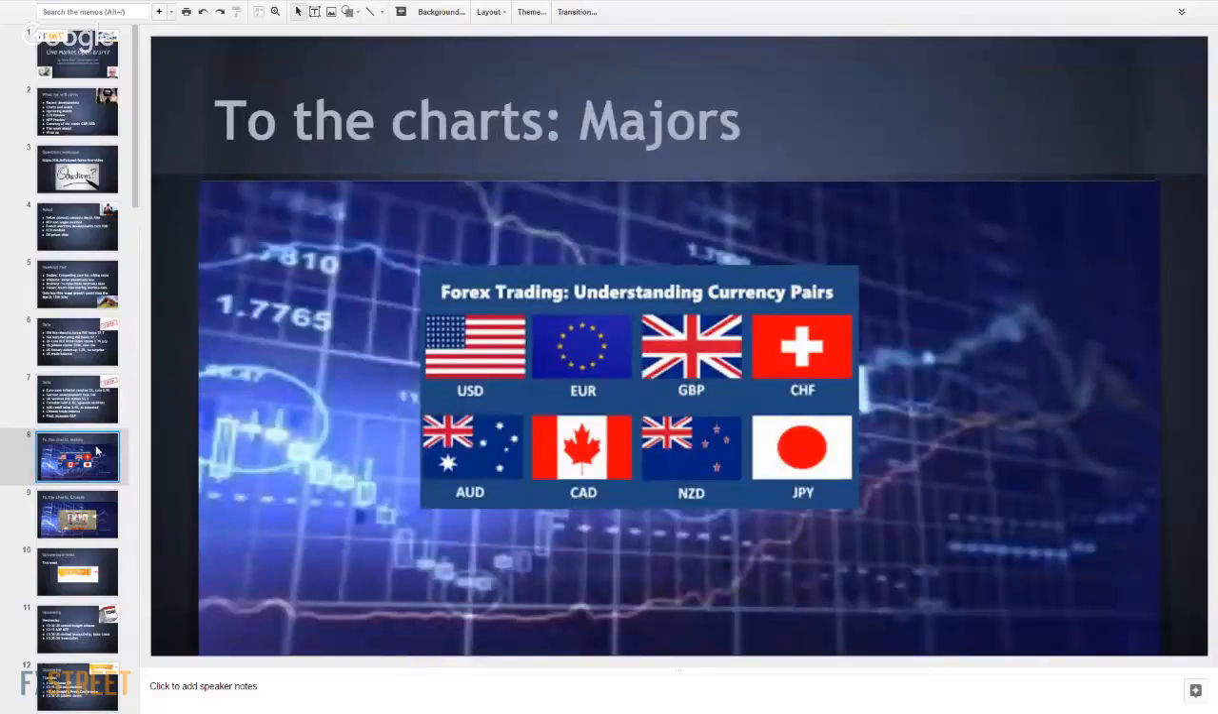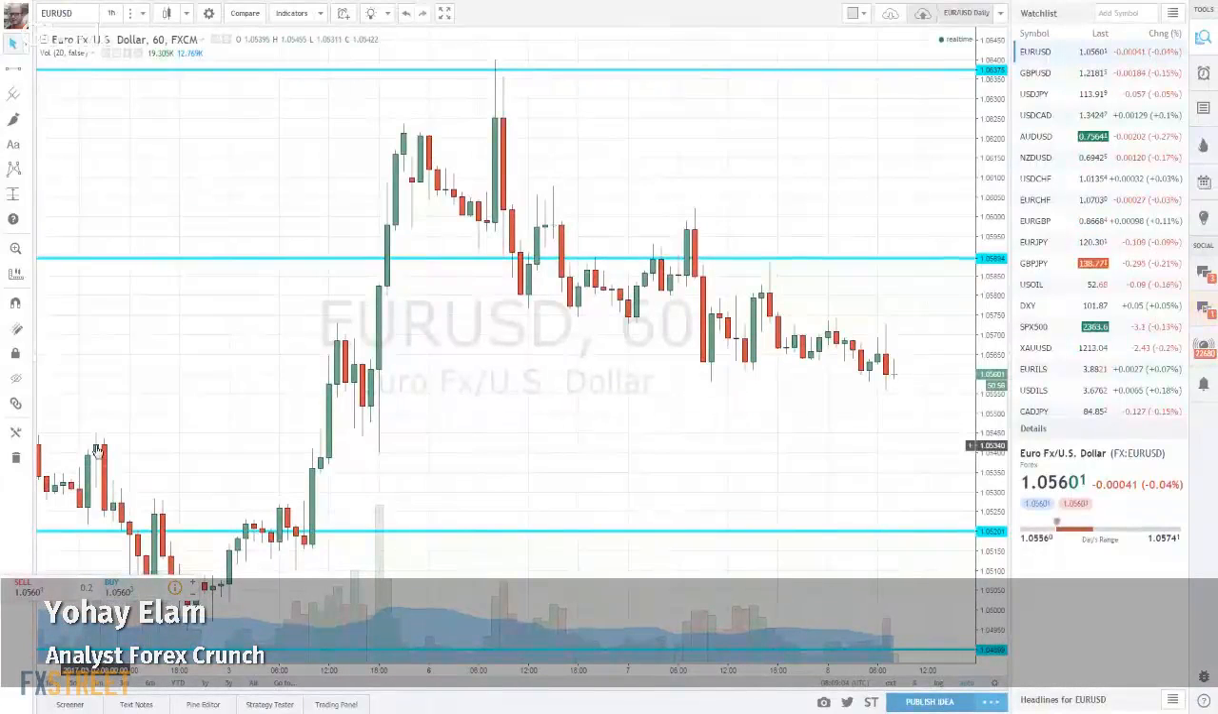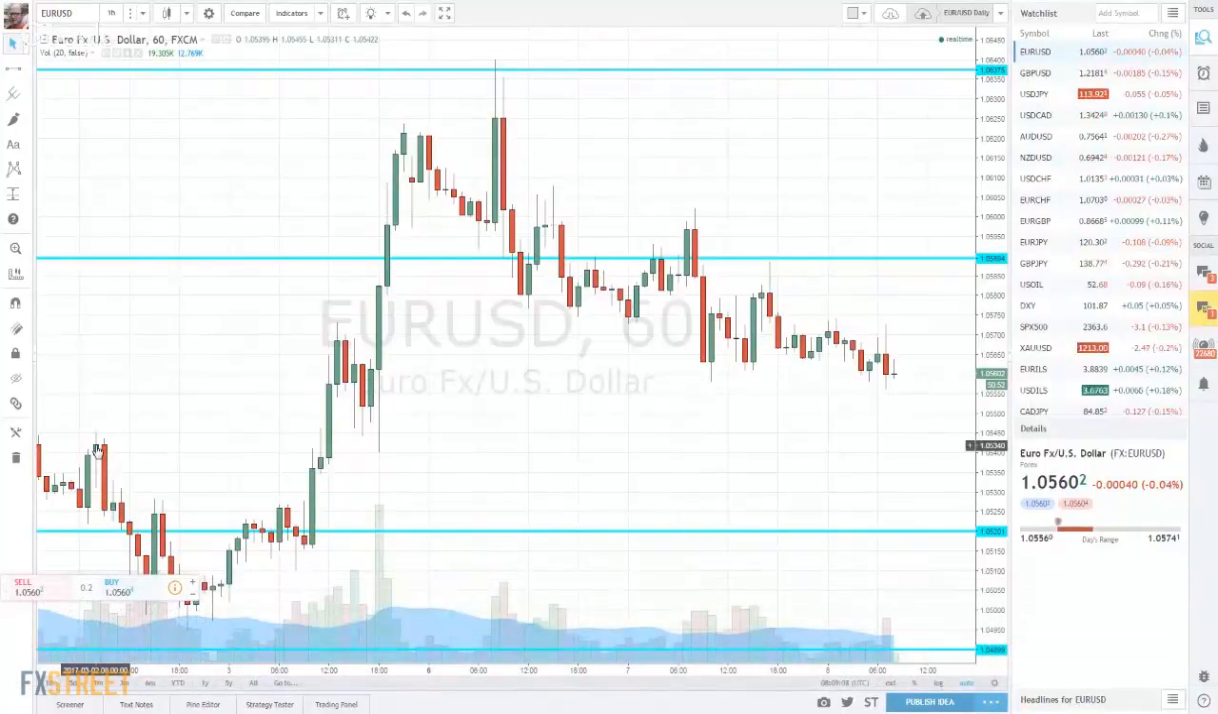So this is our technical segment for major currency pairs, support and resistance levels as seen on March 8th. Okay, we'll start from the world's most popular currency pair, euro-dollar, currently at 105.60. Very frustrating trading, I would say. We're back to narrow range trading.